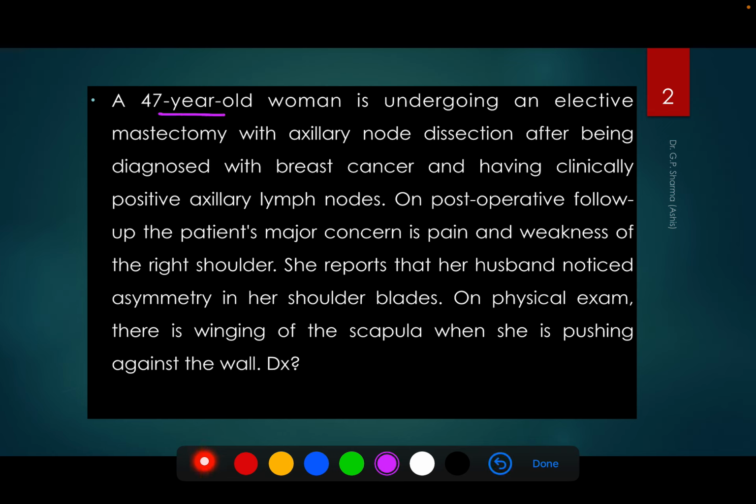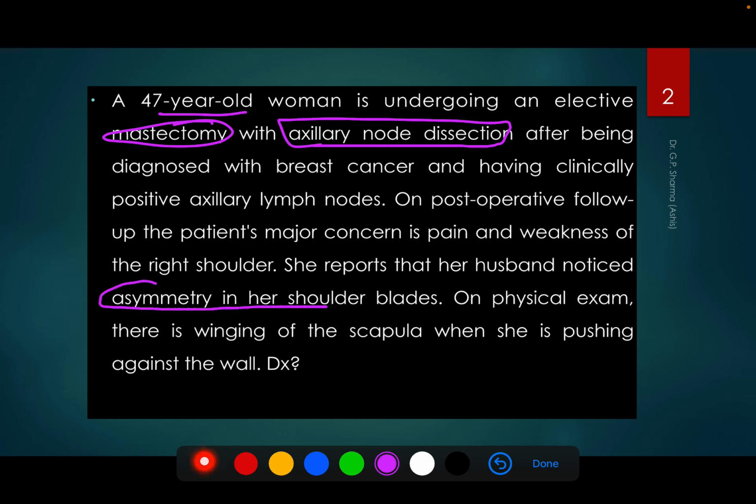This question is: a 47-year-old woman is undergoing an elective mastectomy with axillary node dissection. Understand these 2 points: being diagnosed with breast cancer and having clinically positive axillary lymph nodes. On post-operative follow-up, the patient's major concern is pain and weakness of the right shoulder. She reports that her husband noticed asymmetry in her shoulder blades. Shoulder blades means scapula.